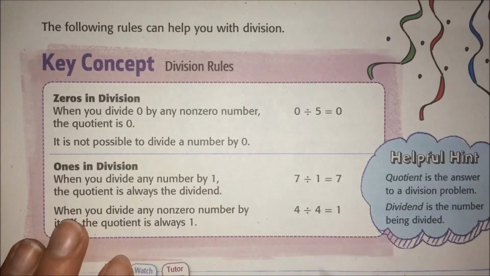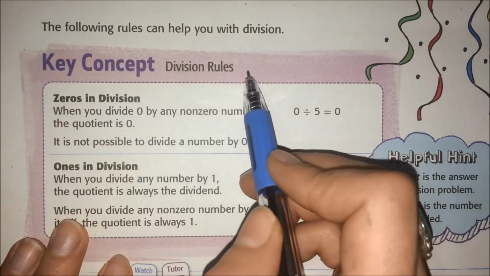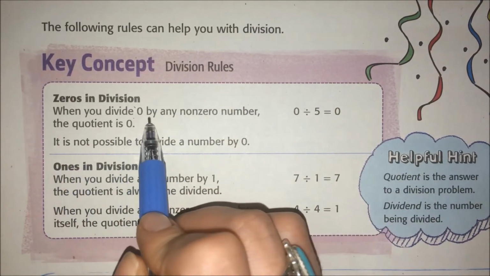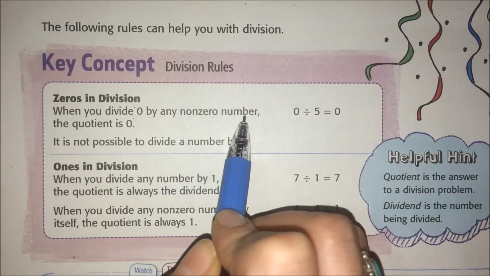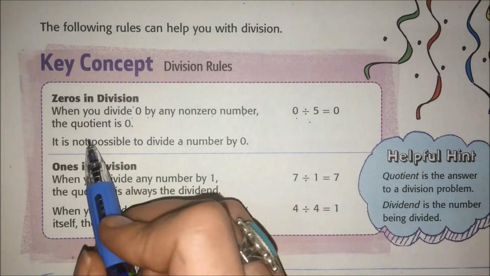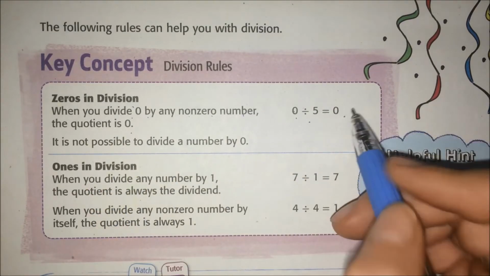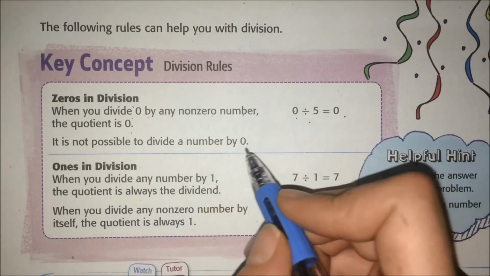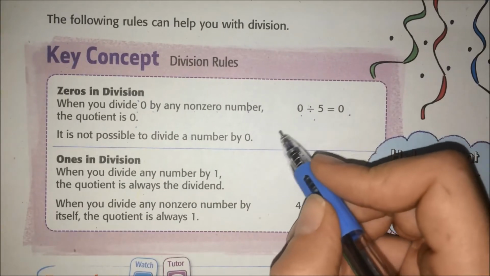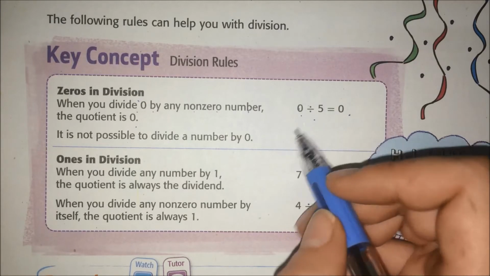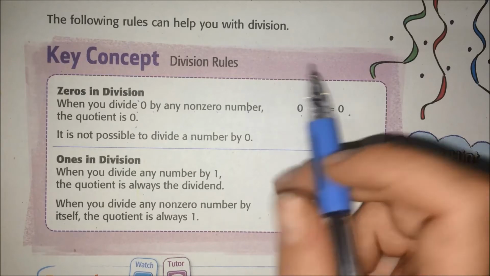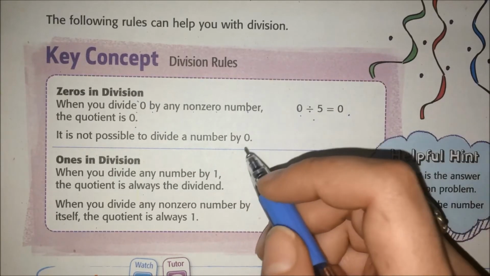Just like in Chapter 2, there's a key concept box on the back. Zeros in division. When you divide 0 by any non-zero number, the quotient, the answer, is 0. It is not possible to divide a number by 0. If you have 0 hats, then how could you divide them up into 5 pieces? You can't, because you didn't have a hat in the first place.